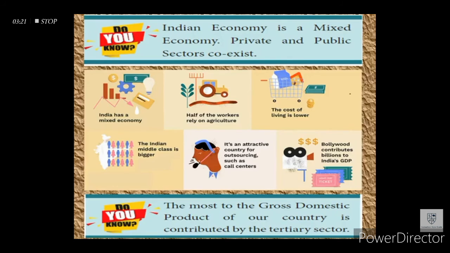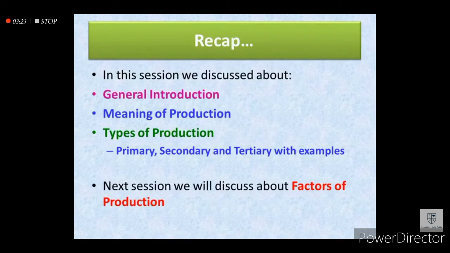Before we wind up, let us have a recap of the lesson. In this session, we discussed the general introduction to the lesson and the meaning of production. Production is the process of combining various material inputs and immaterial inputs in order to make something for consumption, that is the output. It is the act of creating an output, a good or a service, which has value and contributes to the utility of individuals.